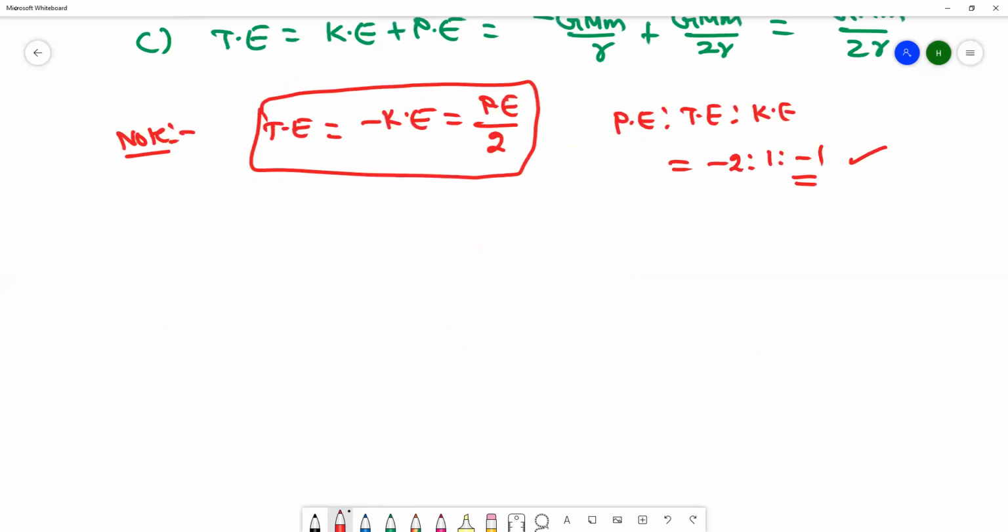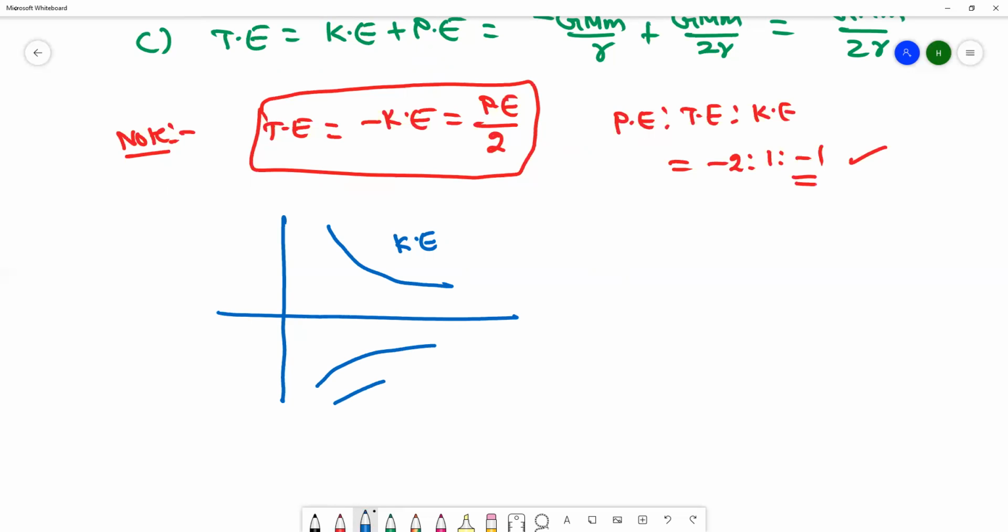If we take the energy graphs, this is the kinetic energy because it is positive, but total energy and potential energy are negative. So you can write total energy and potential energy here. Look at here.